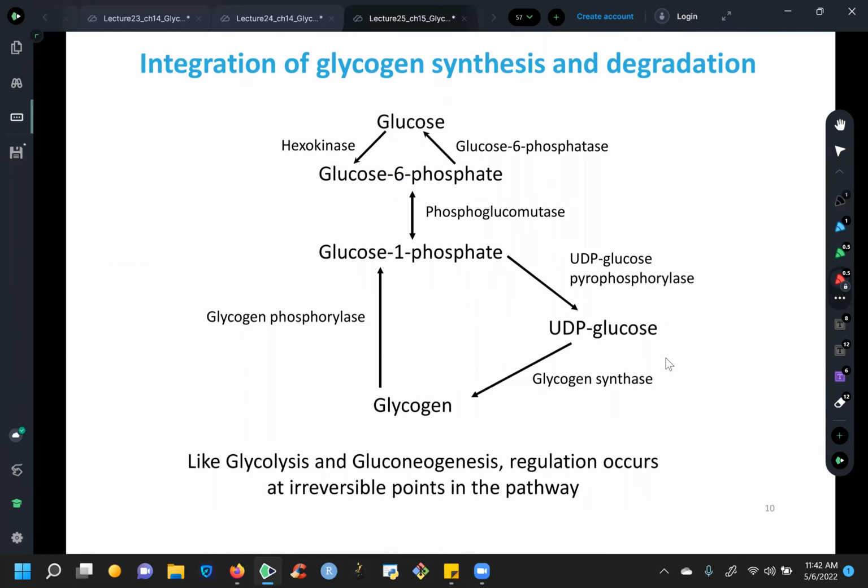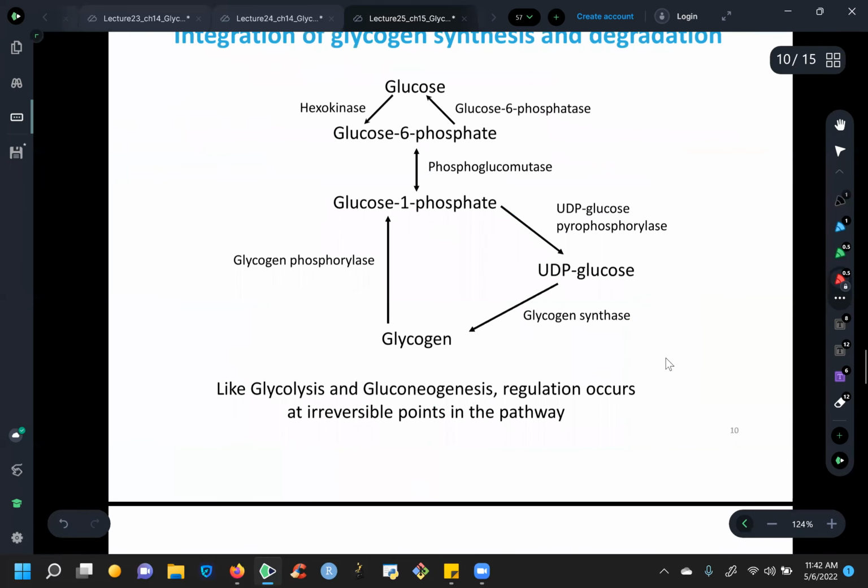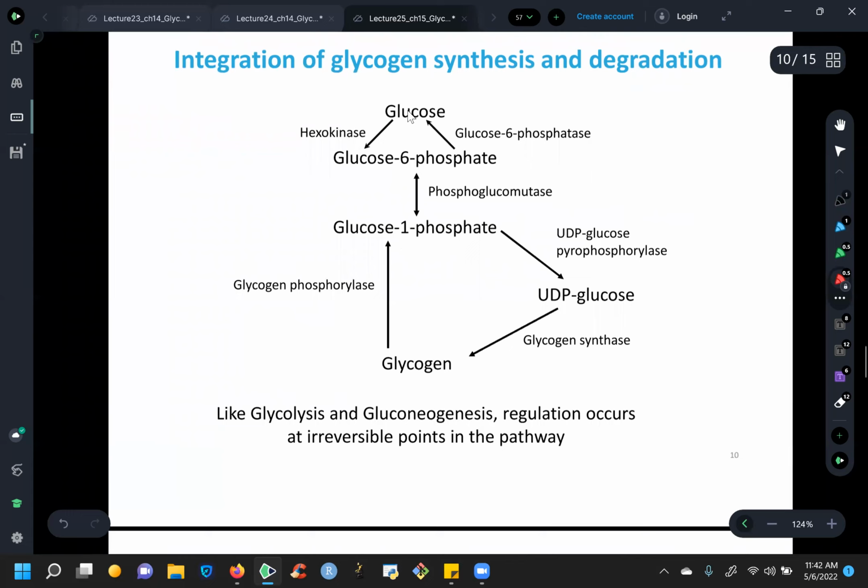Integration of glycogen synthesis and degradation. Okay, so this is something that I would definitely make a flashcard of right here. From glucose, you can use hexokinase to make glucose 6-phosphate. So hexokinase will add a phosphate to carbon number 6 on glucose. And then from there, you would use phosphoglucomutase to convert carbon 6 to carbon 1, to transfer the phosphate from carbon 6 to carbon 1, depending on what pathway you want to go to.